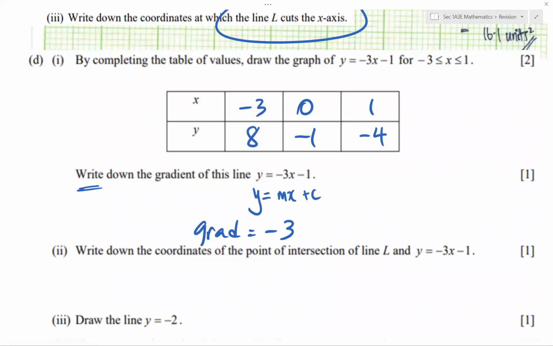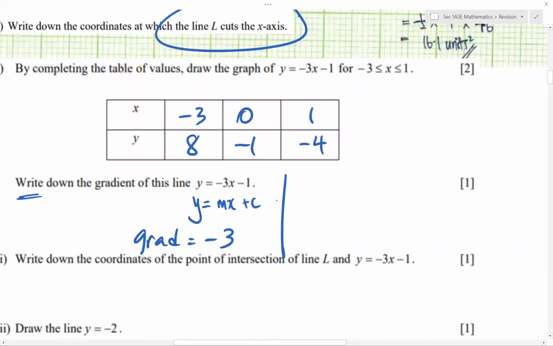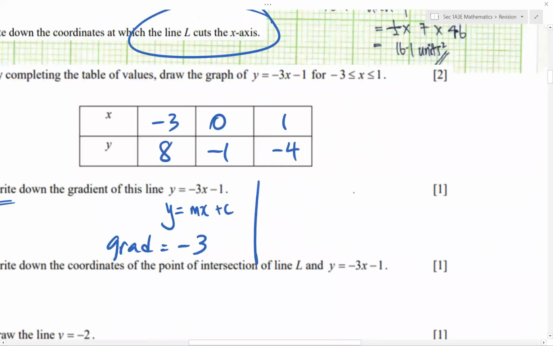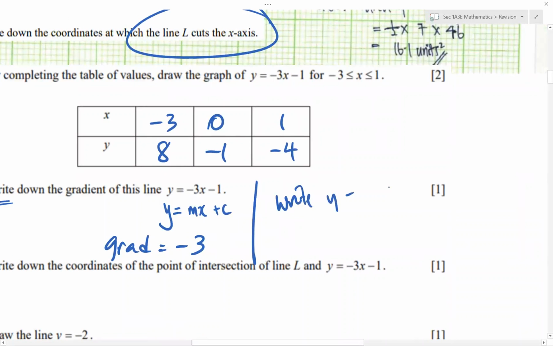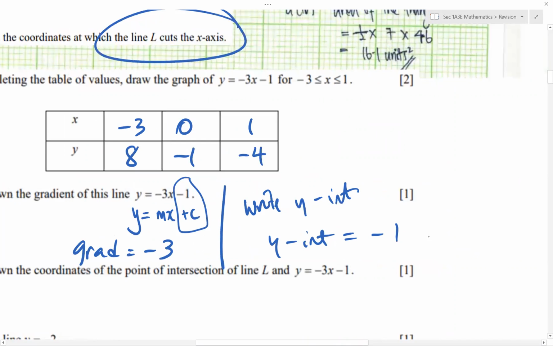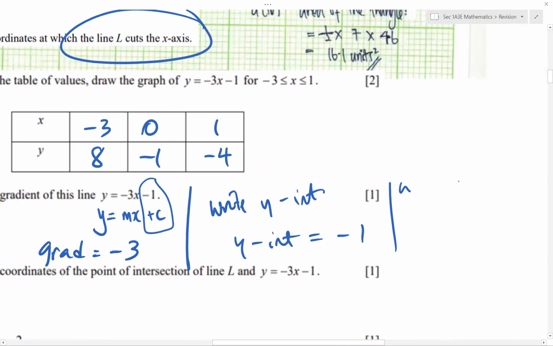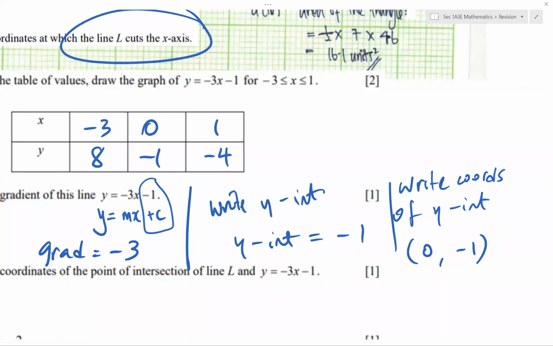If the question asks for it, which they didn't, write y-intercept. What is the y-intercept? Clearly, y-intercept equals negative 1. If they say write coordinates of y-intercept, then your answer will be (0, negative 1). So these are two other types of common questions that they can ask you based on the equation of the graph.